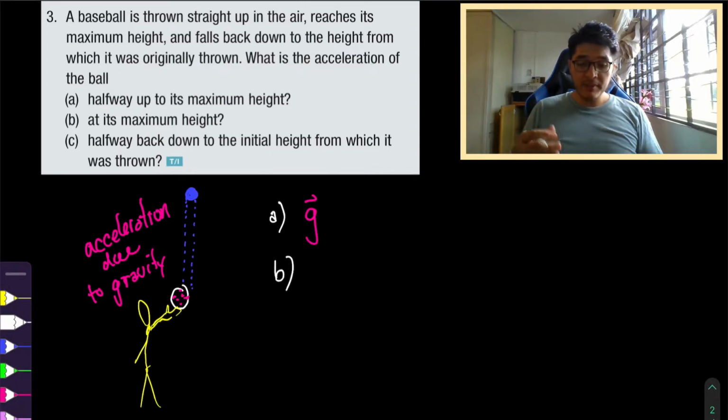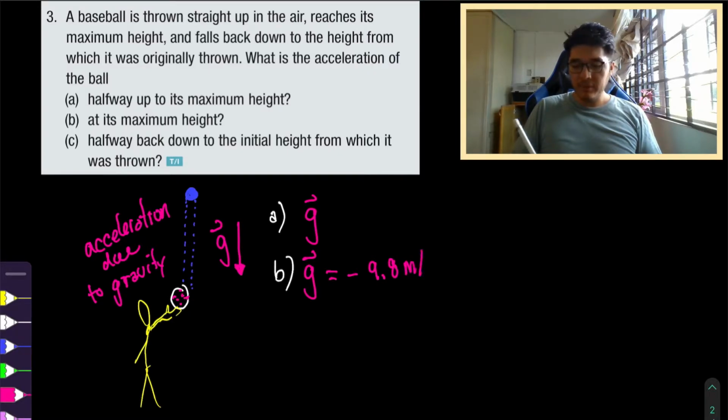The acceleration at its maximum height, well again, by the same reasoning, we're still on the planet Earth, and we can still take it to be acceleration due to gravity, g, which is the vector pointing down. And as a number, we approximately take it to be negative 9.8 meters per second squared, if you want to be more precise. And C, even halfway back down to the initial height, same reasoning, it's still going to be G.